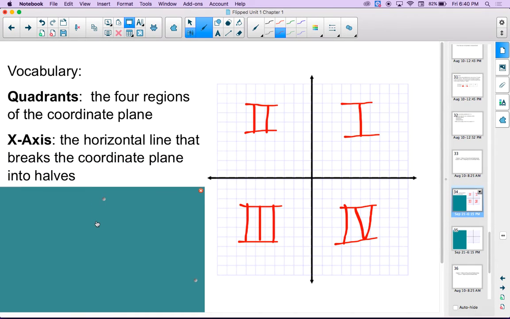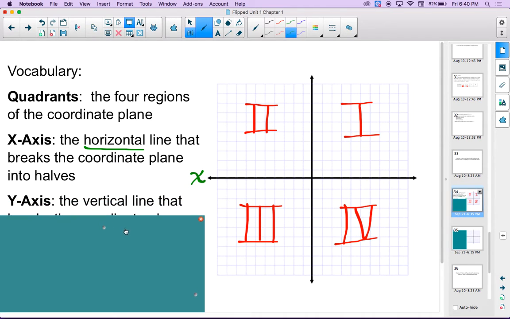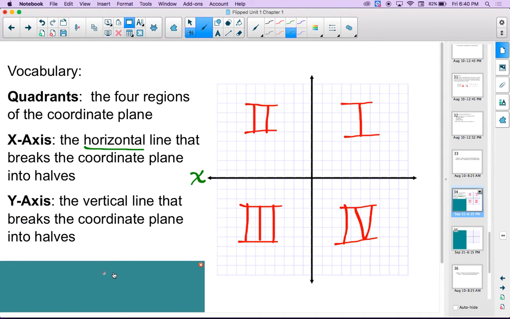Our next vocab word is the word x-axis. The x-axis is the horizontal line that breaks the coordinate plane into halves. So this line right here is our x-axis. You can see it breaks our coordinate plane into a top half and a bottom half. Please make sure you have that on page 5 and on your diagram on page 6.